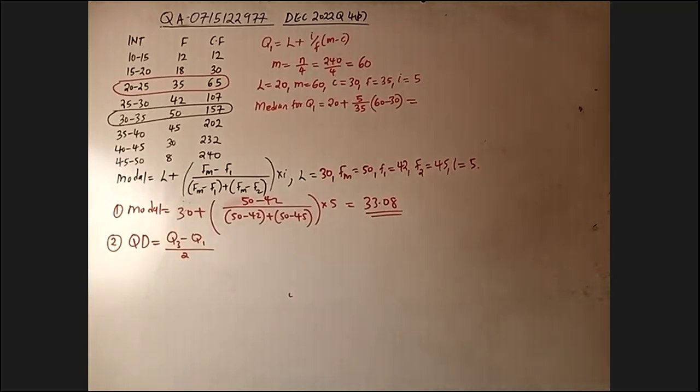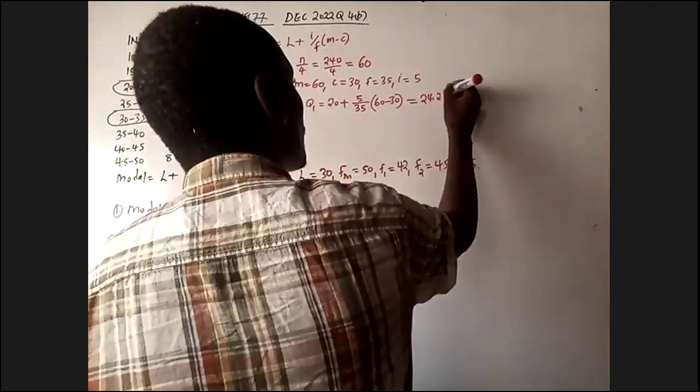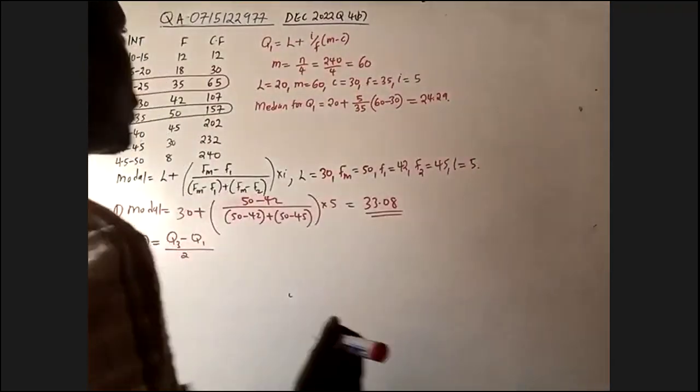Now, what's our median for Q1? 24.29. Now, let's find Q3.